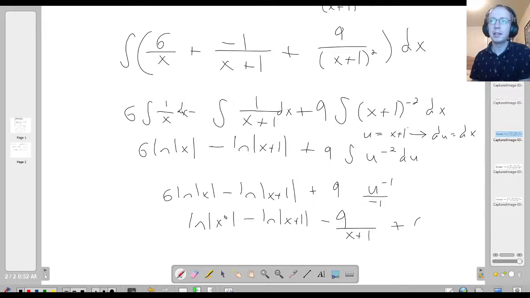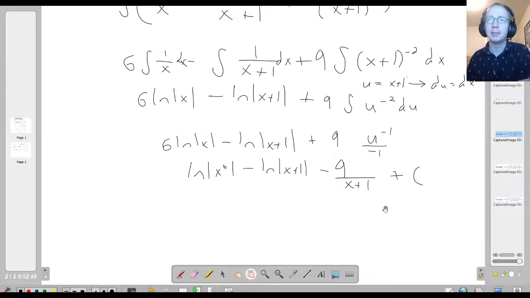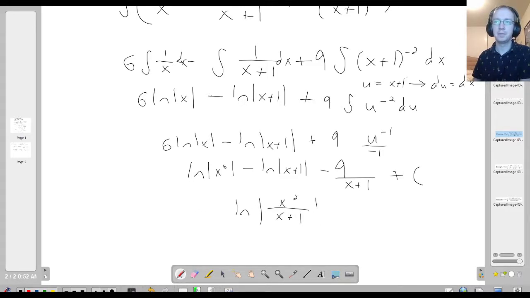Okay, and one last thing I can do to simplify this, I can combine these logarithms using the quotient property. So I'm going to write this as natural log of absolute value of x squared over x plus 1 minus 9 over x plus 1, and then I've just got my plus c on the end.